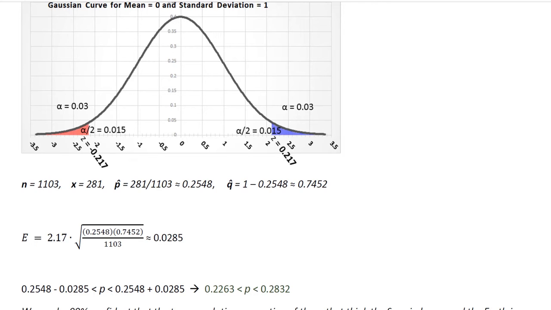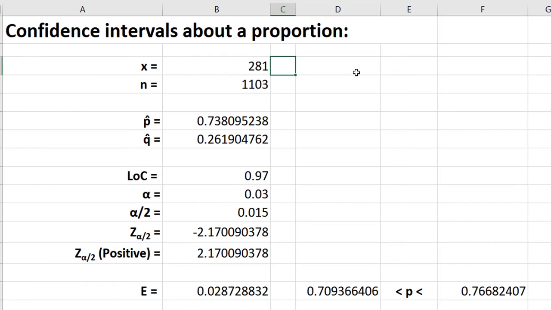Let's pop this on a spreadsheet. We'll go right to spreadsheet mode. You'll see how fast this goes. Here we are in spreadsheet mode. My X from problem 2 was 281. That's the number of people that responded in a particular way. My N, or the total number of people in the survey, was 1103.